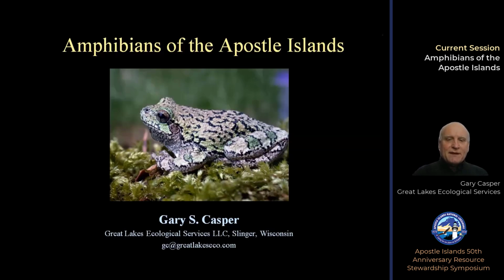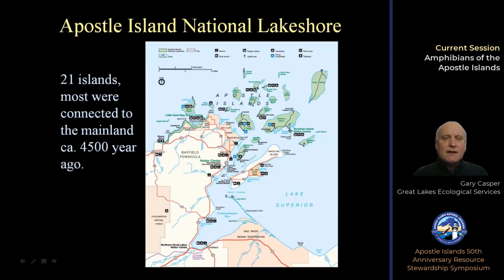Hello, everyone. Today we're going to talk about the amphibians of the Apostle Islands. Just a little background. The park itself is comprised of 21 islands, most of which were connected to the mainland about 4,500 years ago. There's also a mainland portion.